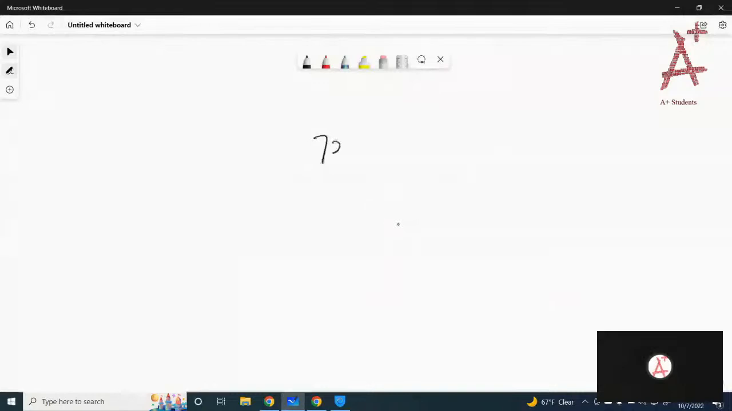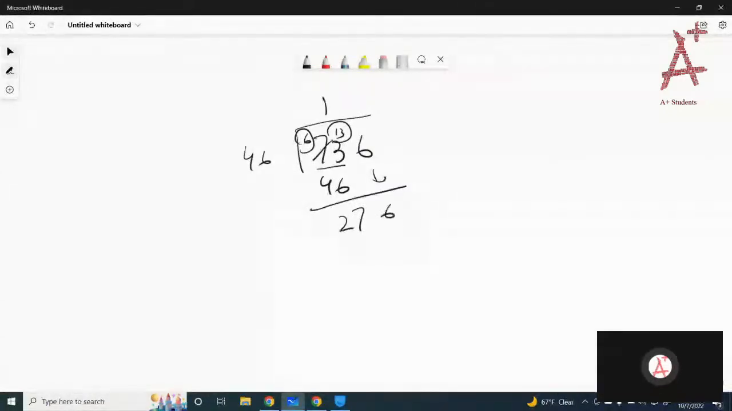736 divided by 46. You can go for 46 times 1 is 46. So you have to borrow 1. 13 minus 6 is 7. 6 subtract 4 is 2, and you need to bring 6 down. Now you have to count 46 until you get 276. So 46 times 6 is 276. So we can go for 46 times 6. It would be 276. Got it? So the correct option is 16. Select the correct option and click on the OK button.